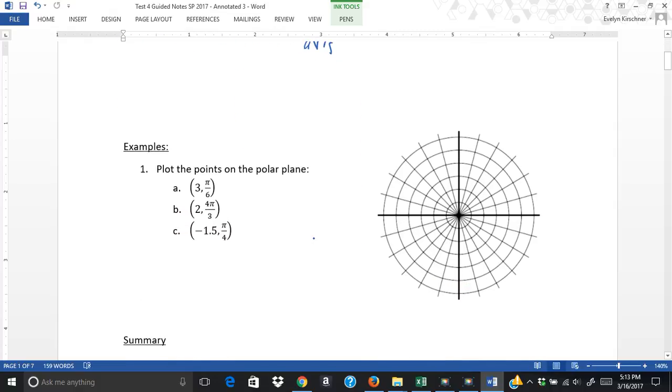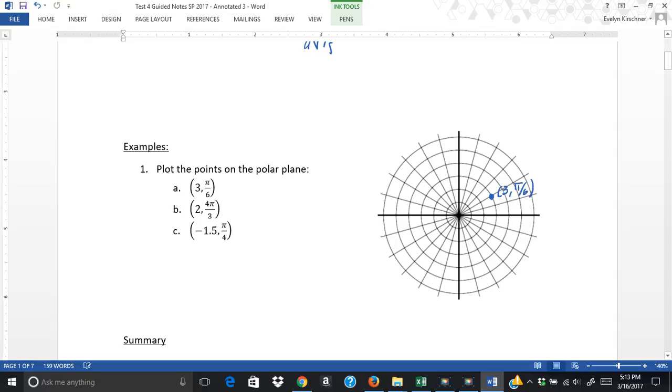So I have here 3 points I want to plot. This is my polar coordinate system. So if I want to do pi over 6, I notice there's 1, 2, 3, 4, 5, 6, 7, 8, 9, 10, 11, 12. So each line is pi over 12. So this line is pi over 6, and I want to go out 1, 2, 3. So this point is 3, pi over 6.